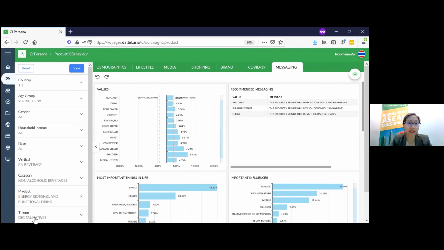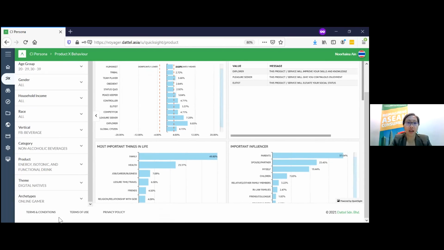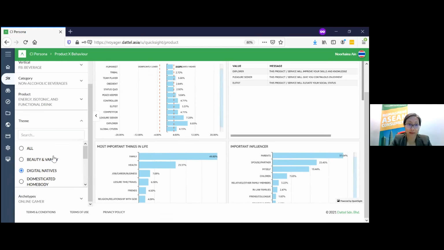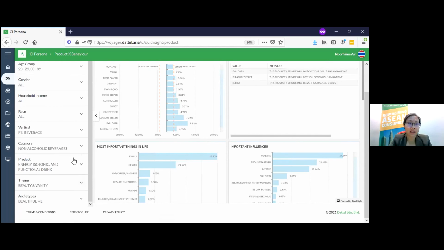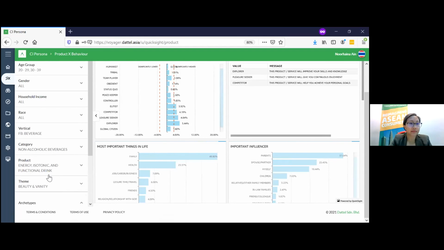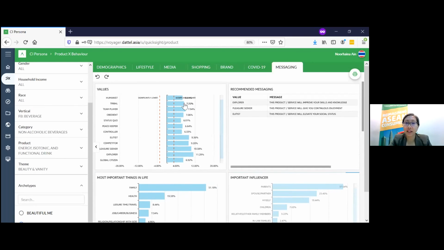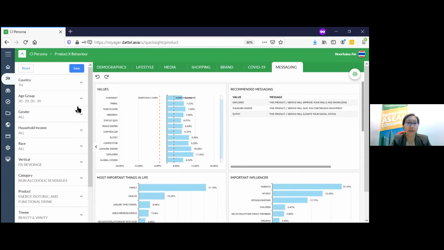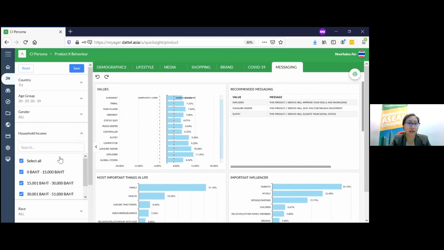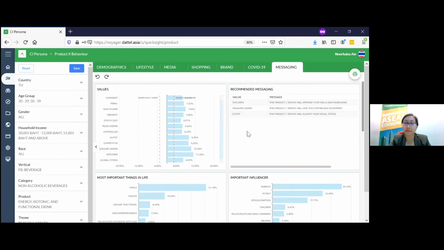Now, let's say, for example, if we're not going for digital natives and I want to change, let's see if we go back to Fitness Me. If I were to change this to a Fitness Me behavior archetype, will we see a difference? Now, suddenly you're seeing a lot of the data is actually significantly higher. But what we're also seeing here is that the values, more or less, remain: explorer, pleasure seeker, and elitist still remain as the three most dominant values. If I were, however, to change this, let's say, based on household income, let's go for our higher income groups, will we see changes?